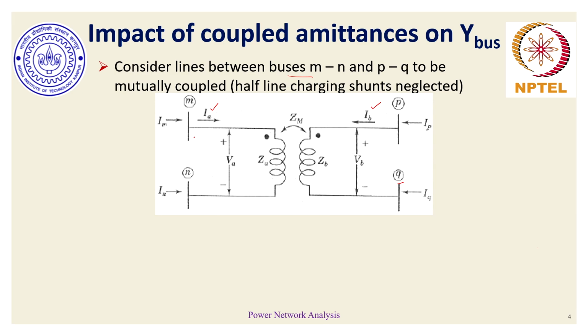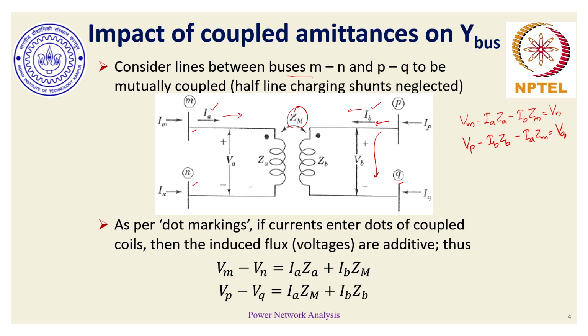So if I write KVL from bus M to bus N, I would get VM minus IAZA, because I am moving along the direction of current. And since IB is also flowing into the corresponding other coil, because of this mutual coupling effect, the effect is going to be additive. So I am going to have a drop of IBZM, and eventually I arrive at bus N, which is VN. VM, VN are voltage phasors of bus M and bus N in steady state with respect to some common reference. Similarly, if I apply KVL from bus P to bus Q, I would have VP minus IBZB minus IAZM equal to VQ.